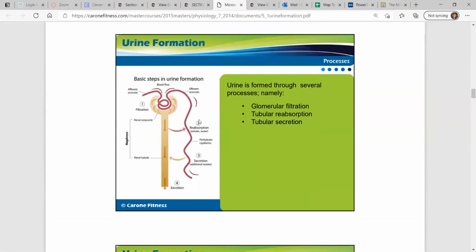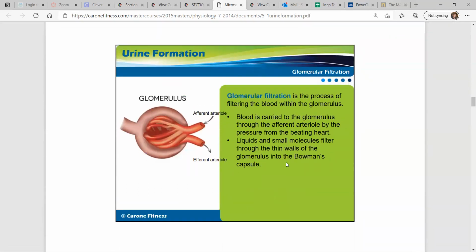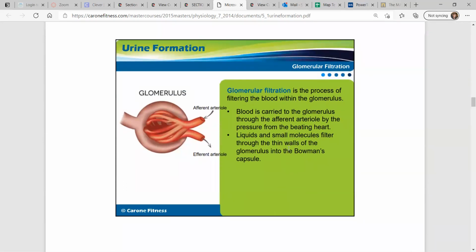Urine is formed through several processes, namely glomerular filtration, tubular reabsorption, and tubular secretion. Glomerular filtration is the process of filtering the blood within the glomerulus.